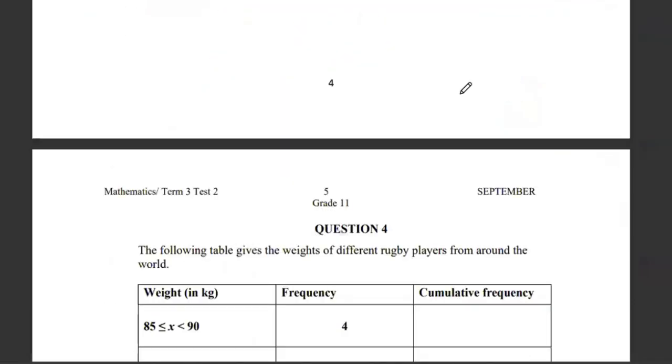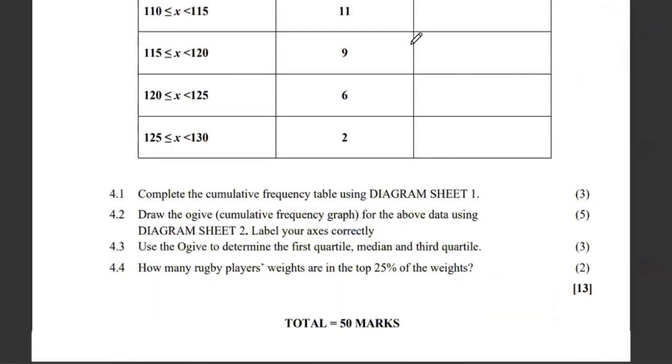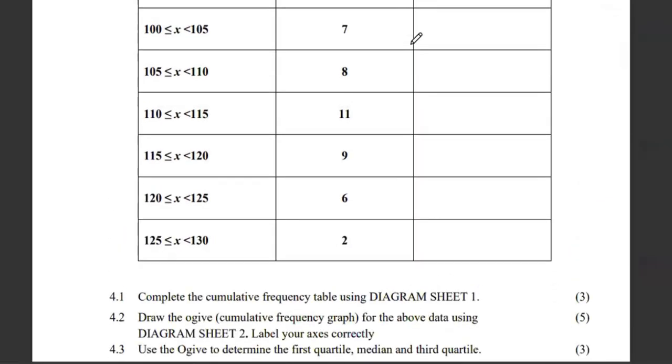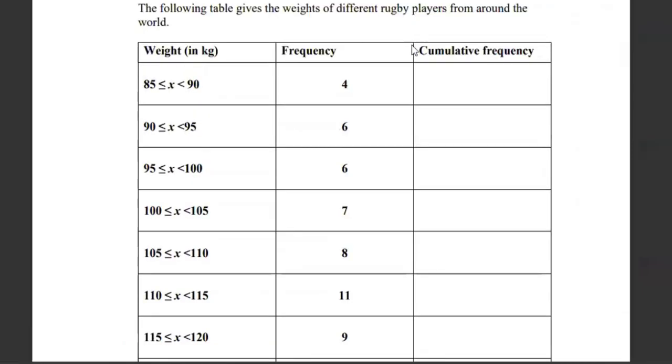All right. Then question number 4, we have the following table that gives the weights of different rugby players from around the world. The first question wants us to complete the cumulative frequency. With the cumulative frequency, the first frequency must be the same as the first cumulative. And then we go on adding.